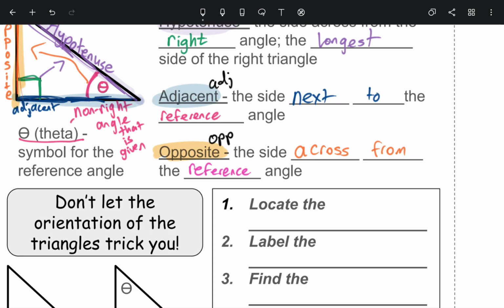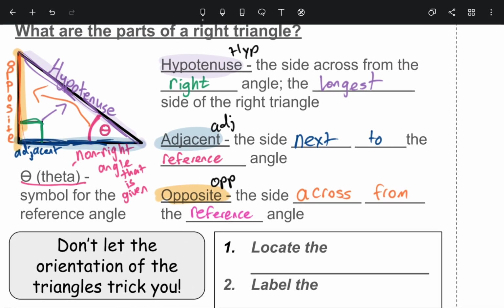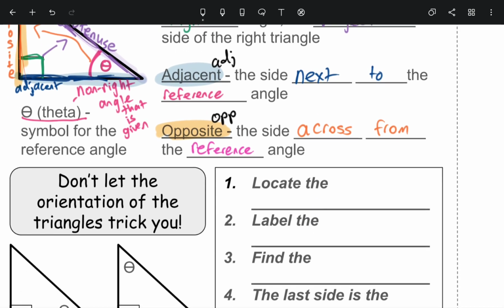Now, I see a lot of students getting hung up on which side is which. So I do want to go through a little checklist of what to do in what order, or what to find. So I want to specify, don't let the orientations of the triangles trick you.